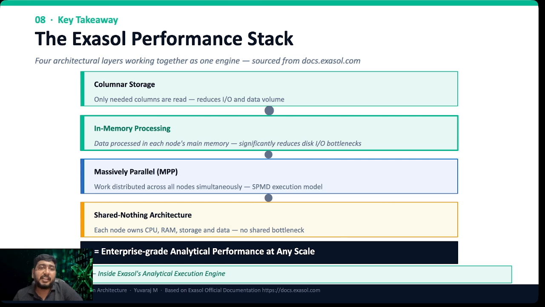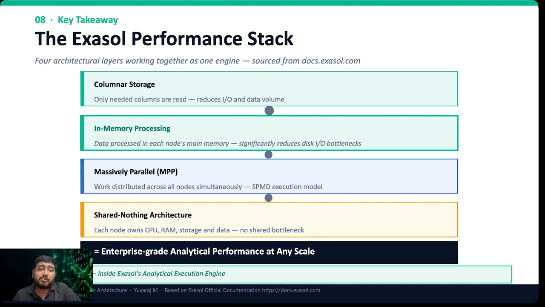So what is the key takeaway? At this point in this series, we have covered several important building blocks behind Exasol's analytical performance. Columnar storage reduces unnecessary data access. In-memory processing minimizes unnecessary disk I/O. Massively parallel processing distributes data across all nodes. Shared nothing architecture removes centralized bottlenecks. These are not isolated features. Together, they form the architectural foundation of Exasol's analytical engine.